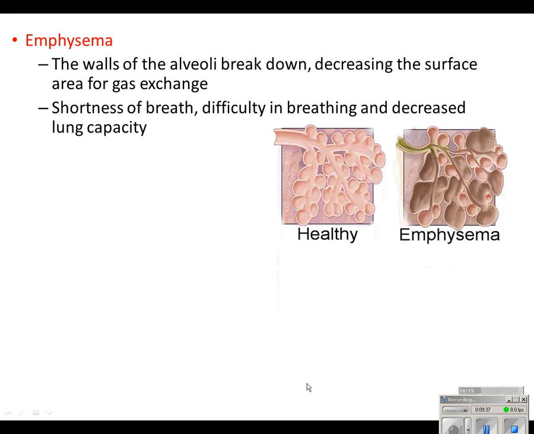And then there's emphysema. In this disease, the walls of the alveoli break down and they're not as elastic, and gas exchange really can't occur. The surface area for gas exchange is decreased. So now we don't have as much gas exchange going on, so we're not getting rid of all that carbon dioxide as a waste product and bringing in the good oxygen for our cells to function and release energy. As a result, there's shortness of breath, difficulty in breathing, and decreased lung capacity.